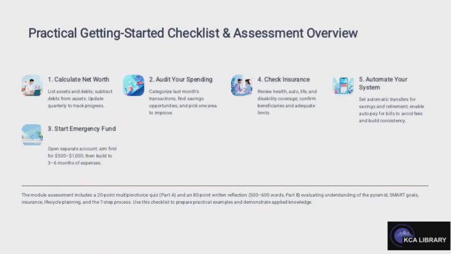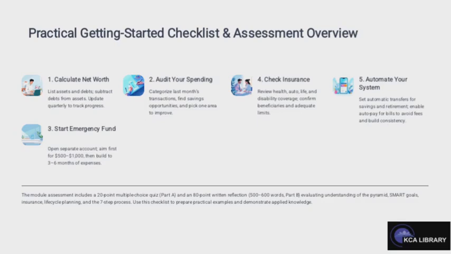So these are practical steps you can use. This checklist will help you. First, you have to calculate your net worth. Then number two, audit your spending. Check how you spent in your last month's transactions. Find saving opportunities and pick the one area that you need to improve. Then number three, start your emergency fund today. Begin to plan for emergencies. You may not start with 500 naira or 500 US dollars. You can decide to start with less than that, depending on your situation.